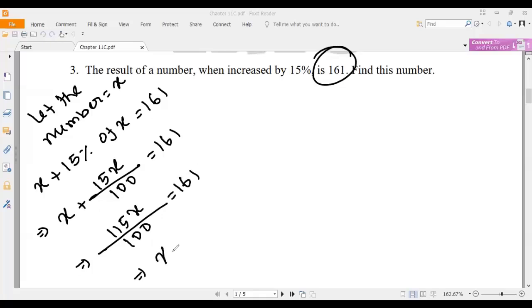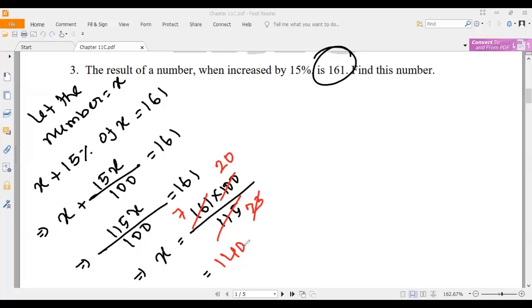Then how can we find out the value of x? x equals 161 multiplied by 100 by 115. Now, after cancelling the values, we'll get our final answer. So 5 2s are 10, 5 3s are 15. Here 5 20s are 100. Then we need to divide 161 by 23. That will be 7. Then 7 multiplied by 20 will be 140. Okay. And that is the solution of this problem.